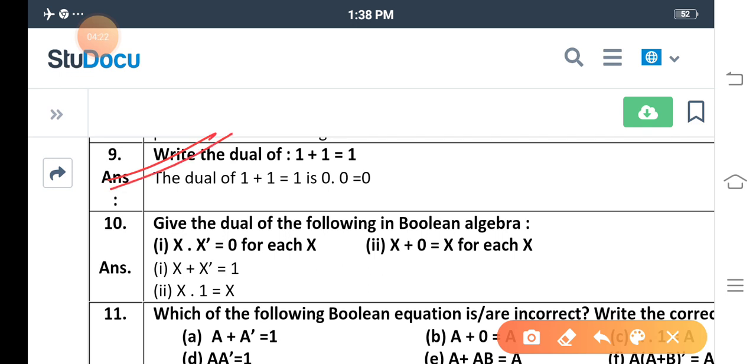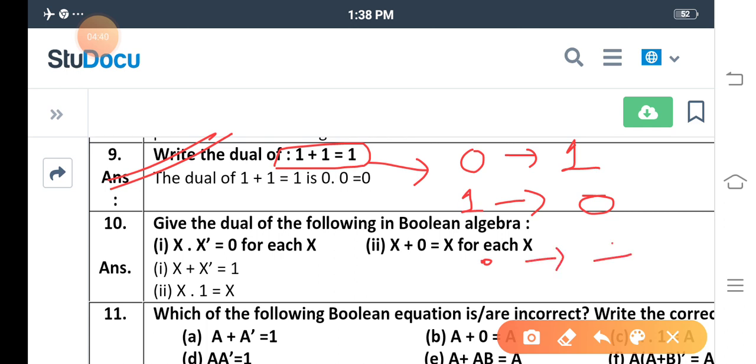Dual question, one question will for sure come in your exam. That means state the principle of duality and state the dual of the following expression. This question will for sure come. So write the dual of this. So you know what the principle of duality states? 0 will be converted into 1, 1 will get converted into 0, dot will get converted into plus, and plus will get converted into dot. This is the principle of duality.